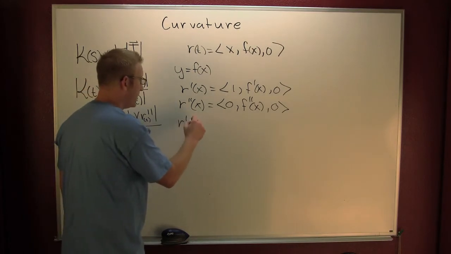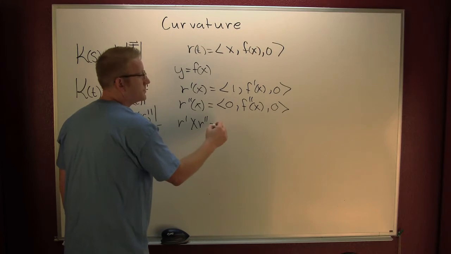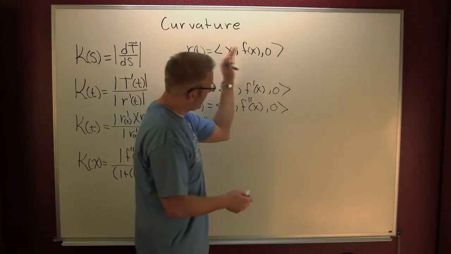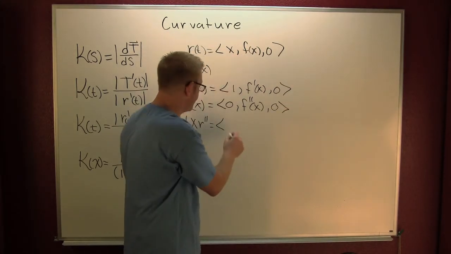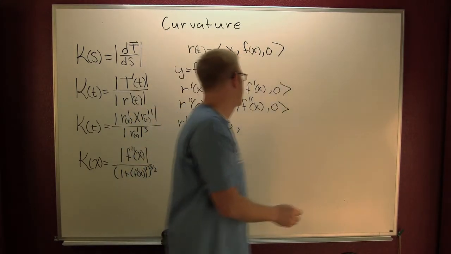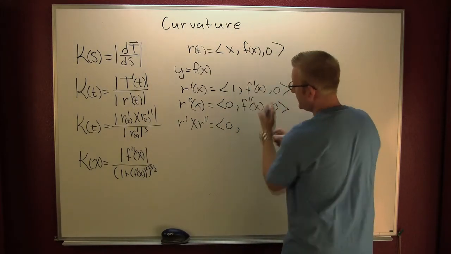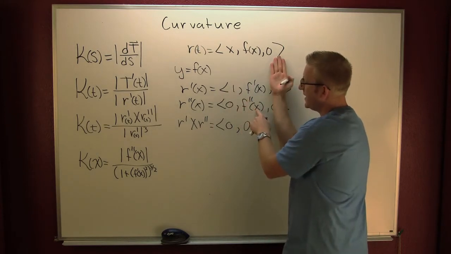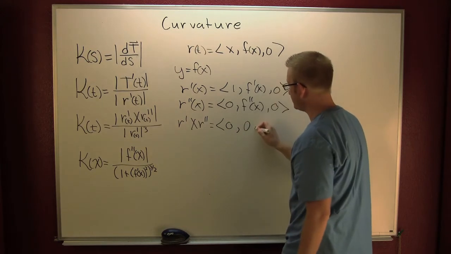Then I'm going to need to cross the two. I'm looking for r prime cross r prime prime. So then that's going to be a vector. When I block out my first column, whoosh, whoosh, that's 0. Great. Block out the second column, whoosh, whoosh, that's 0. Block out my third column. Looks like I'm going to have the second derivative of f of x minus 0.